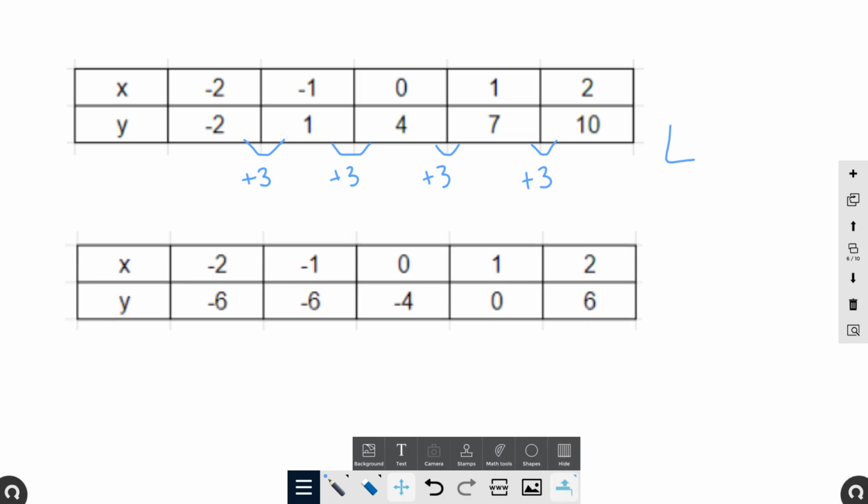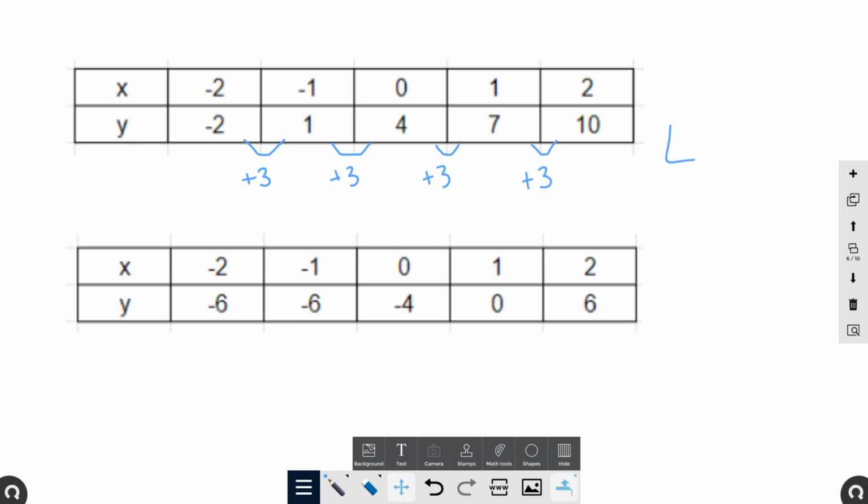All right, here's your next chart. Copy this one down. Linear ones I think are pretty easy. You add or subtract to get from one y value to the other. If it's the same number every time, linear.